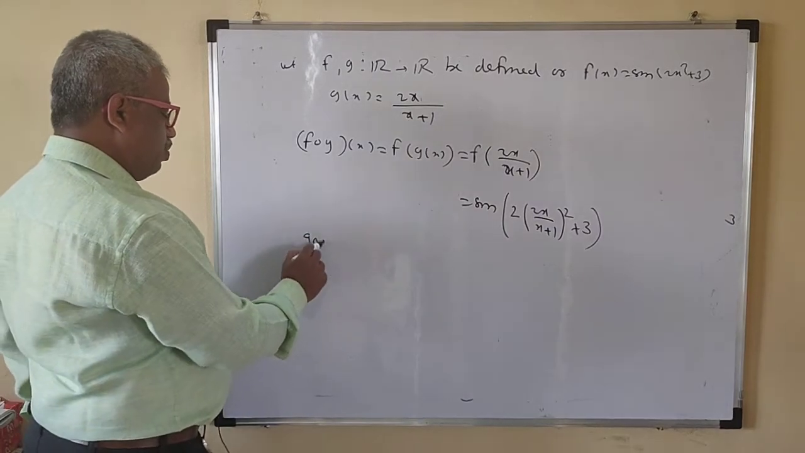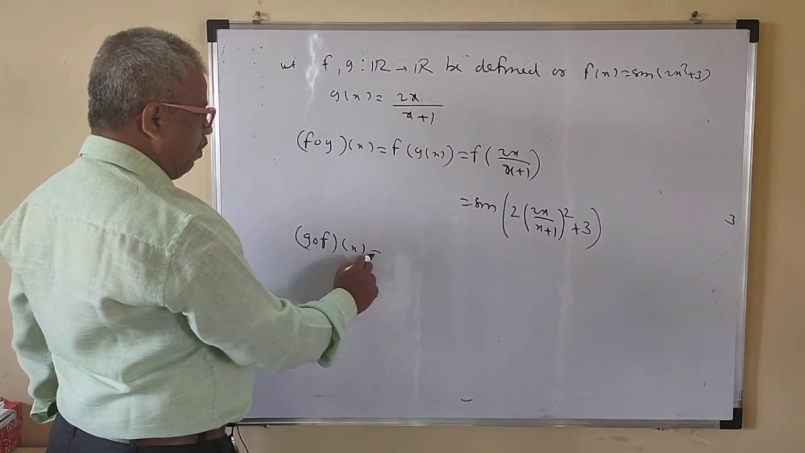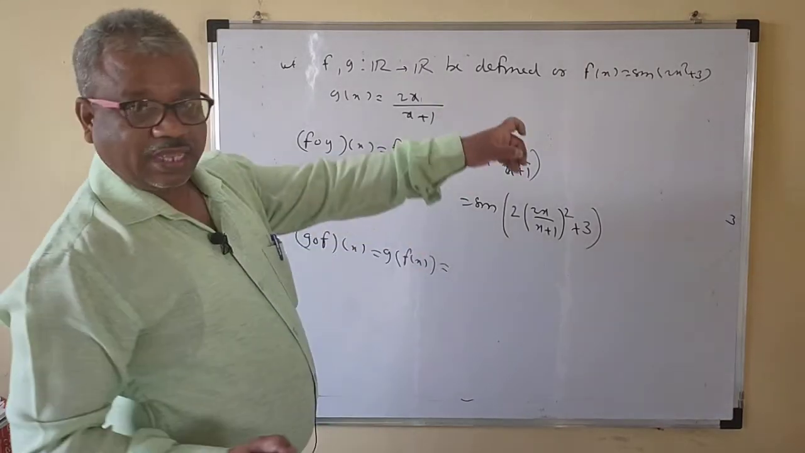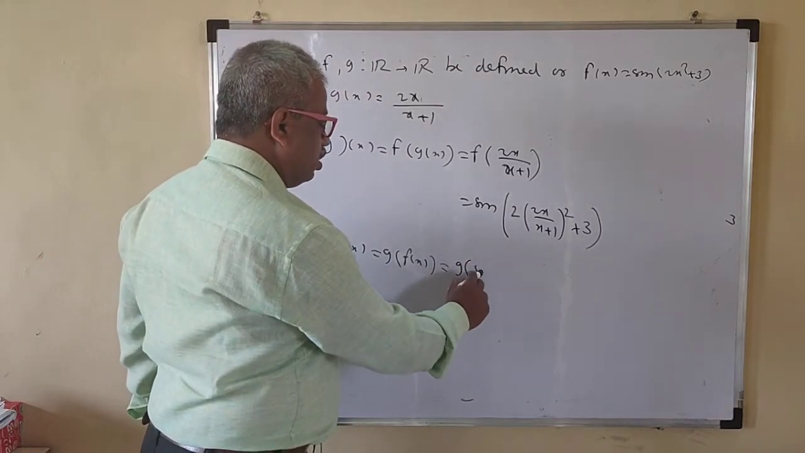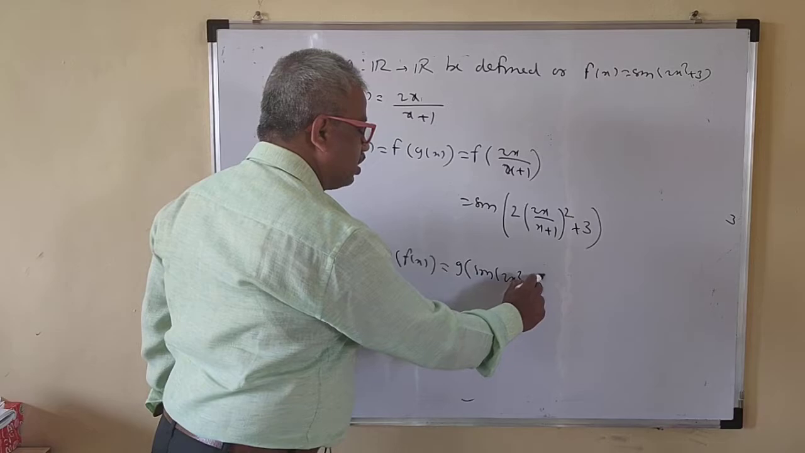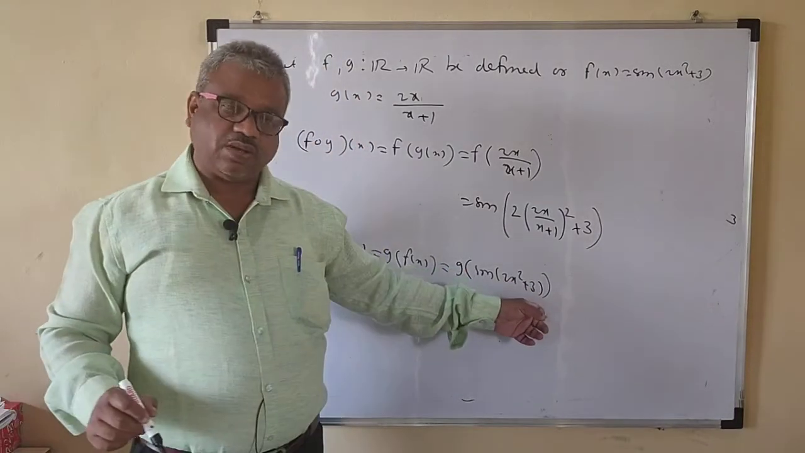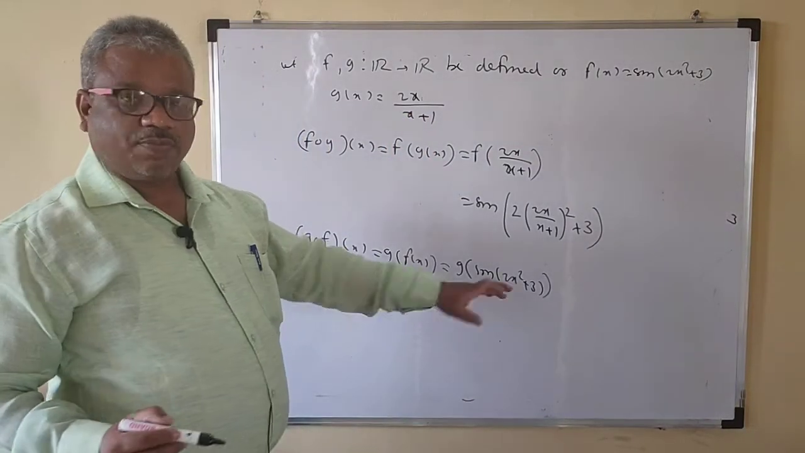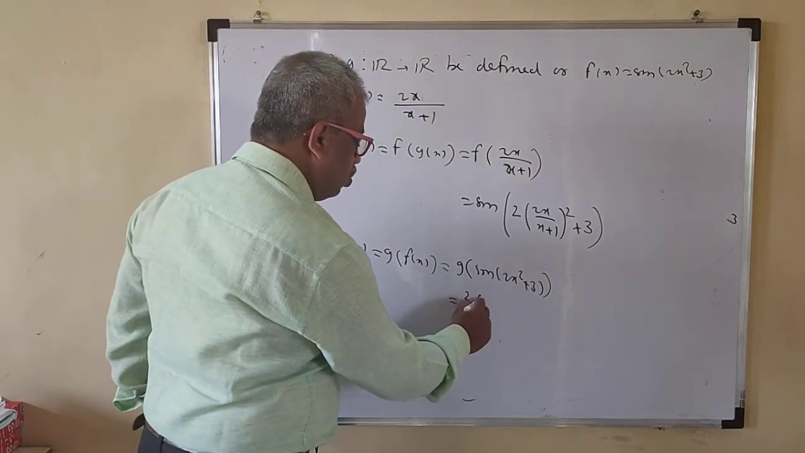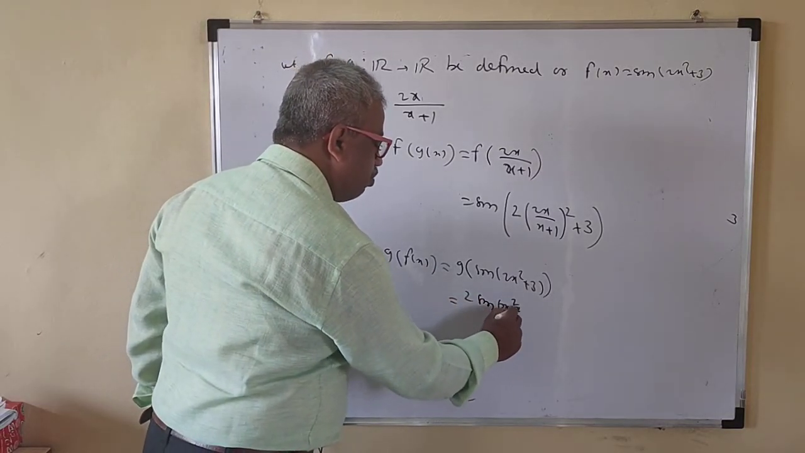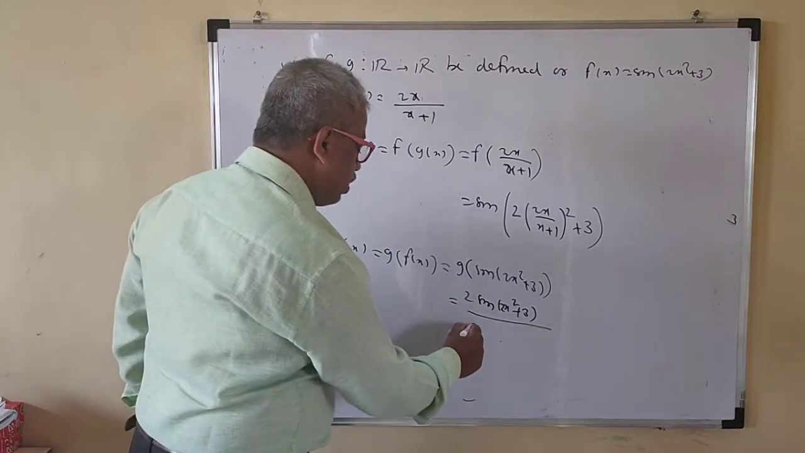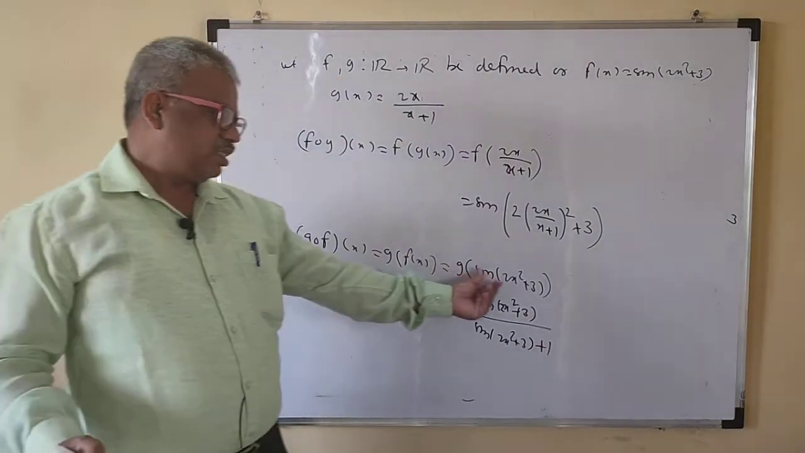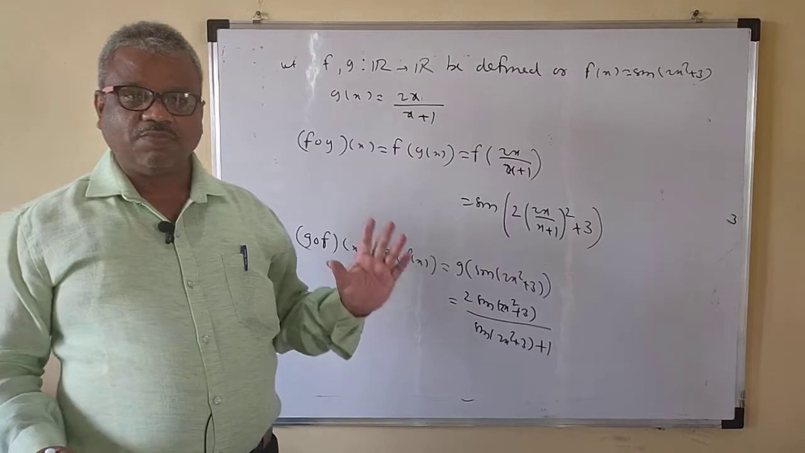Okay, now we'll find g of f. Apply the definition. This is g of f of x. What is our f of x? Sine of twice x square plus 3. So this is g of sine of twice x square plus 3. Right? Now this is g of something. What is g of something? 2 times something upon something plus 1. So your something is sine of twice x square plus 3. Just write this as 2 sine of twice x square plus 3 upon sine of twice x square plus 3 plus 1. Just replace x with sine of twice x square plus 3. So this is very simple, right?